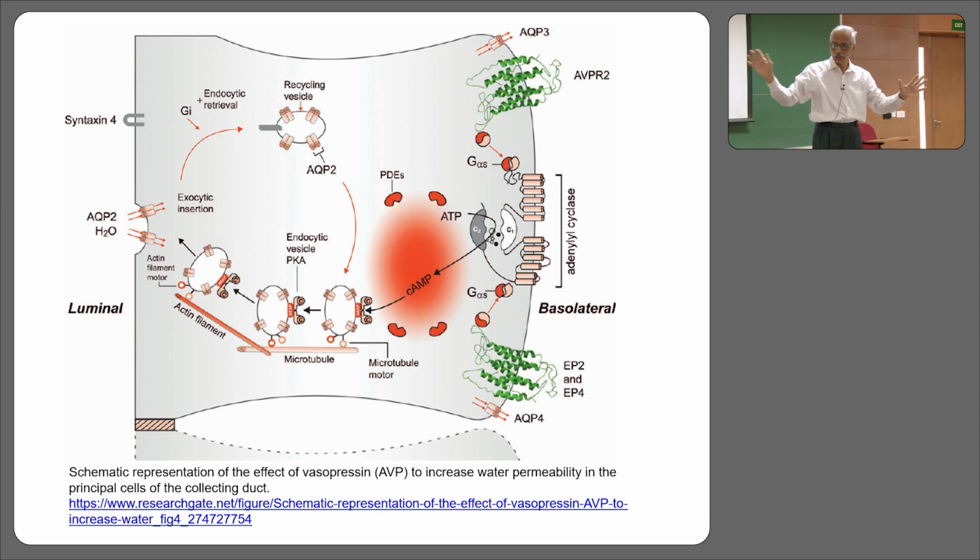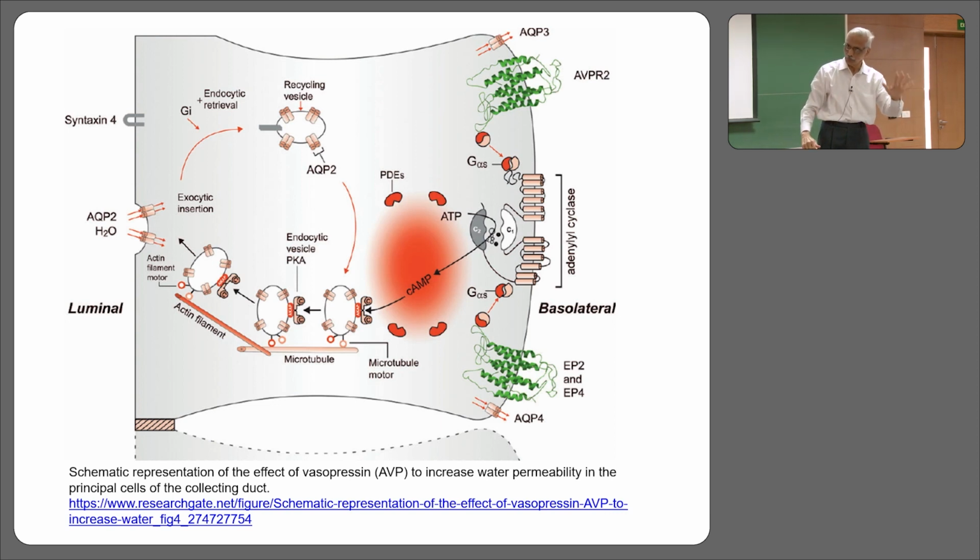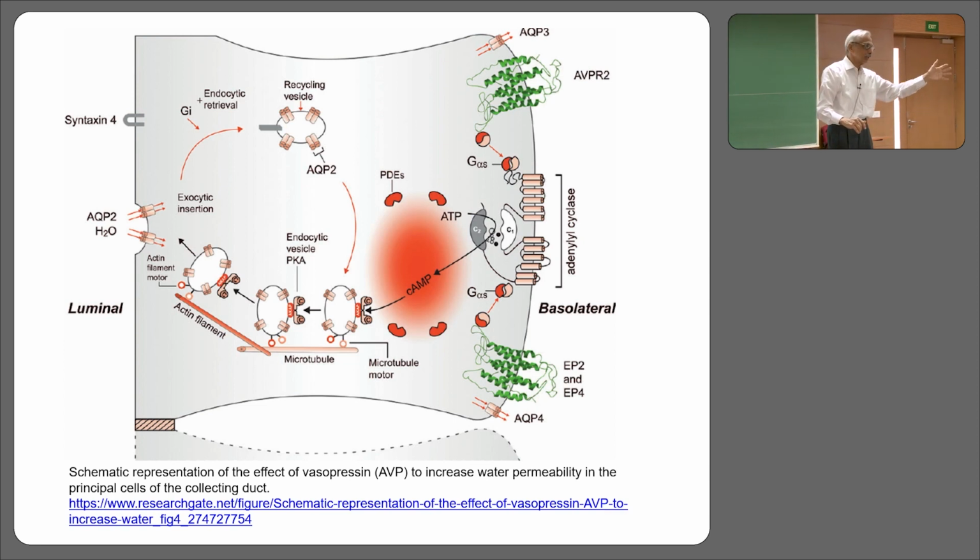Are you with me? So for this system to operate, it will continuously need signaling from arginine vasopressin. Because there is no point in keeping the aquaporin there once the osmolarity has been restored. Make sense?